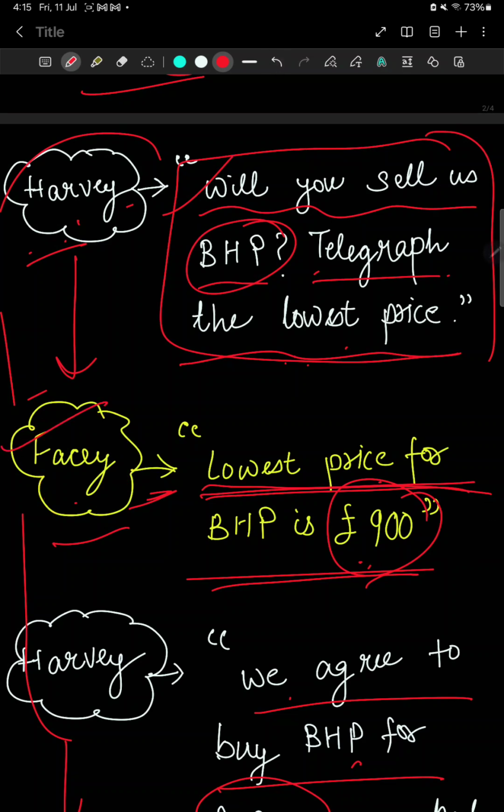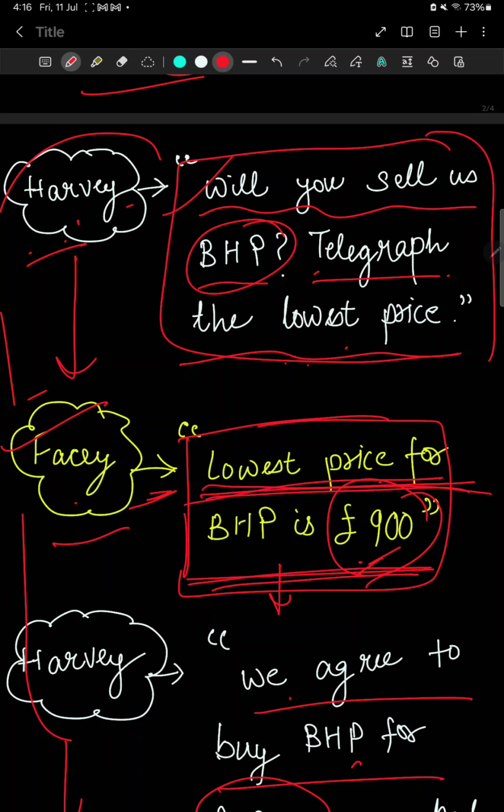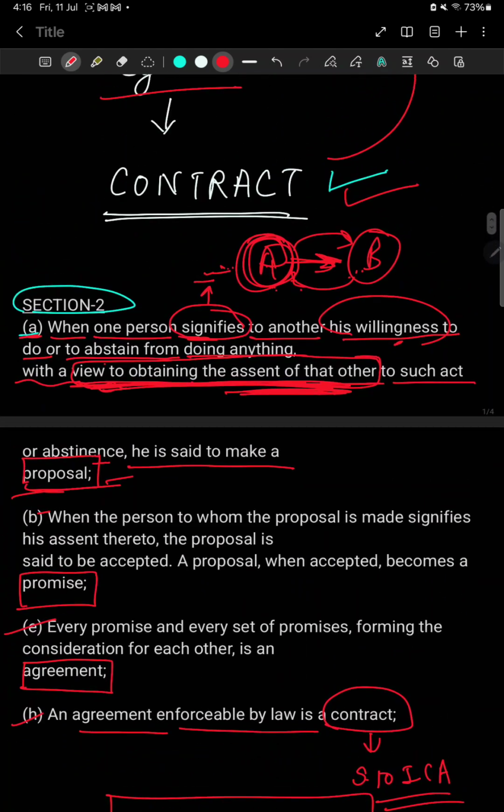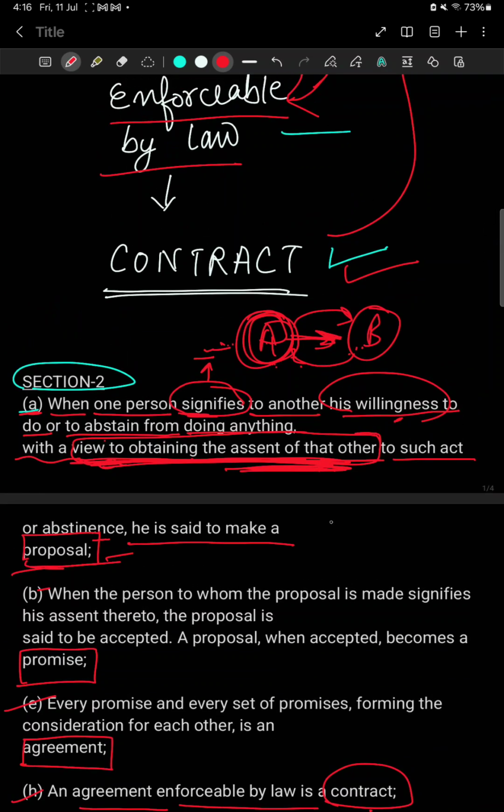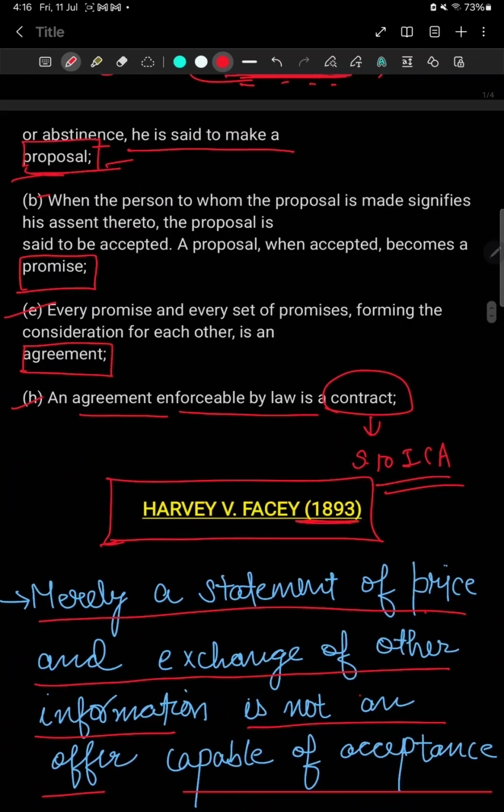We cannot say that there was an offer by Facey, because this statement of Facey is just general information which is being given to Harvey. He is nowhere indicating that he intends to sell Bumper Hole Pen for 900 pounds or offers to sell it for 900 pounds. This statement does not conclude that he is making an offer, because for making an offer or a proposal, there has to be clear intention that the person wants the other person to accept such an offer, right?